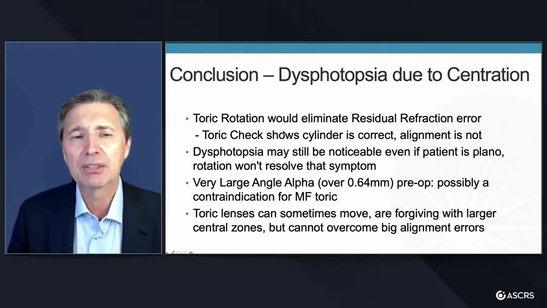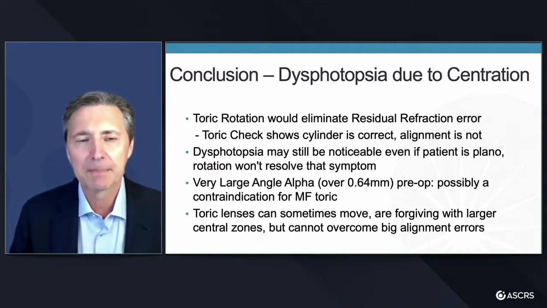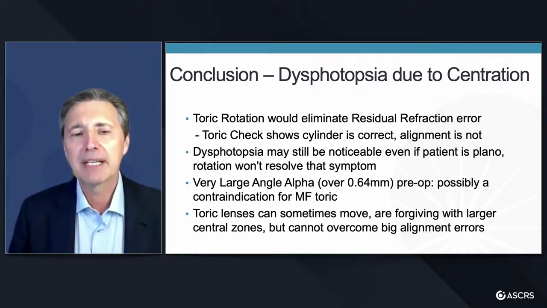So in this particular patient, a toric rotation would eliminate residual refraction. We've seen that. So the toric check is showing that the cylinder is correct. It's just the alignment that's out. But dysphotopsia may still be noticeable, even if the patient is plano, and rotation obviously won't resolve that symptom. And a very large angle alpha, in this case more than 0.64, is possibly a contraindication for a multifocal toric. And toric lenses can sometimes move. They are forgiving with larger central zones, but cannot overcome big alignment errors.